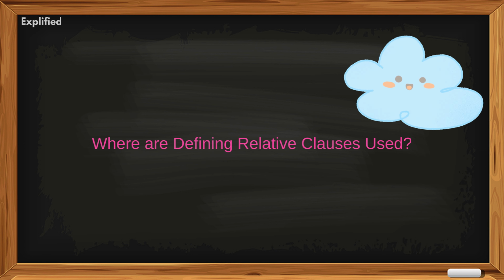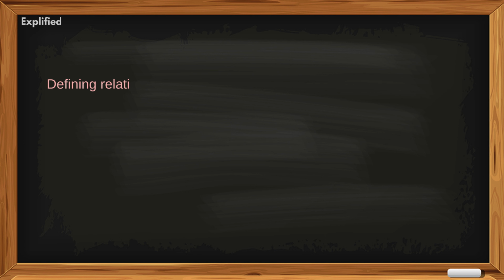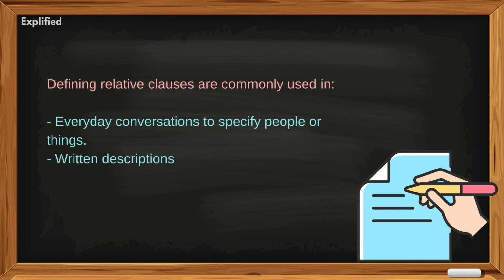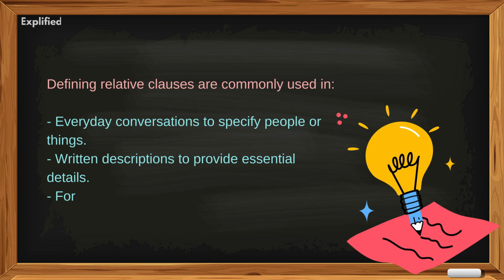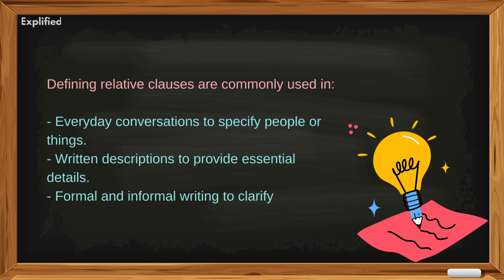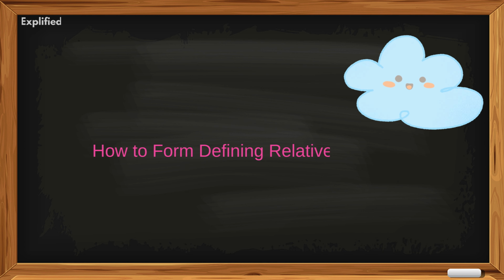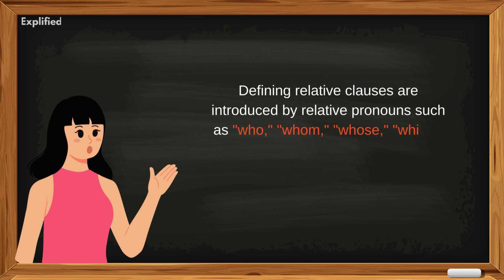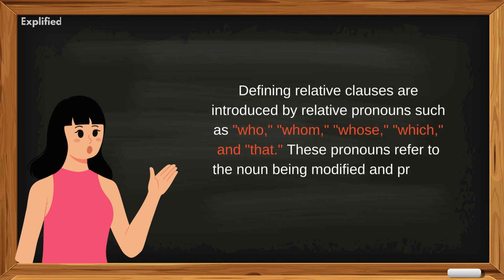Where are defining relative clauses used? Defining relative clauses are commonly used in everyday conversations to specify people or things, in written descriptions to provide essential details, and in formal and informal writing to clarify meaning. How to form defining relative clauses. Defining relative clauses are introduced by relative pronouns such as who, whom, whose, which, and that. These pronouns refer to the noun being modified and provide more information about it.